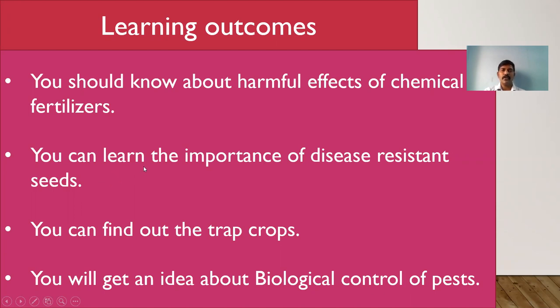Not only control after infestation, after our crop is infested and disease occurs in our crop, but in the early time also, we have to use disease resistant seeds. If we use disease resistant seeds, bacteria, fungi and viruses do not cause harm to our crop. Our crop is healthy and we will get high yielding. In this manner, we can increase our yields. And next, you can find out the trap crops.